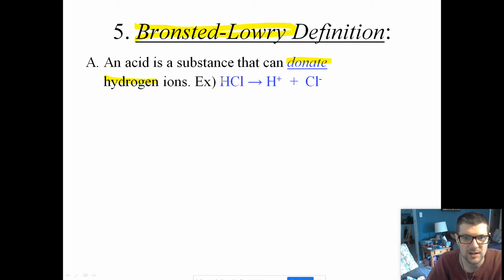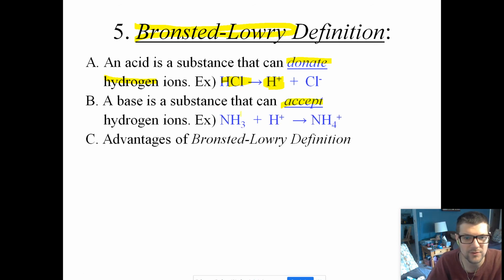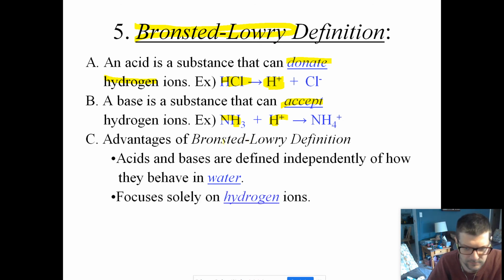So for example, hydrochloric acid has these extra hydrogen ions that it can donate, and a base can accept those. And that gets away from the behavior in water, because now we can include something like ammonia, which can accept a hydrogen, doesn't necessarily have to have hydroxide, and still act as a base. It focuses exclusively on what those hydrogen ions are doing.